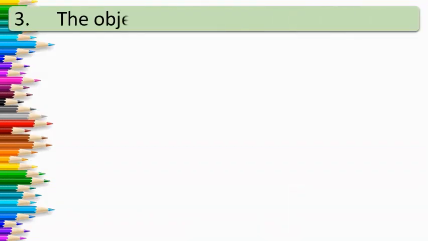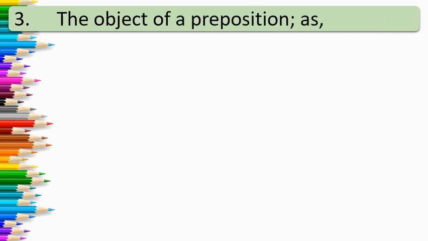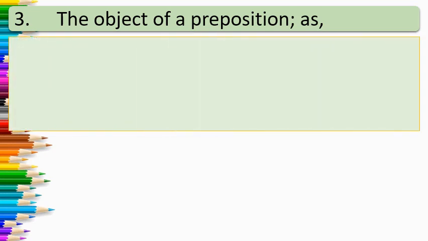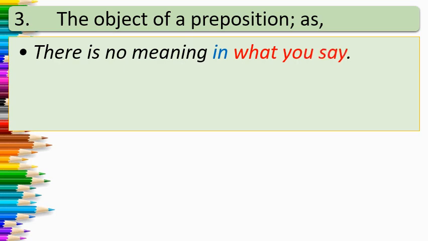Number three, use is the object of a preposition. So let's see how a noun clause is used as the object of a preposition. To clarify it, let's see some examples. Number one, there is no meaning in what you say. So here in the sentence, in is a preposition and what you say is an object.